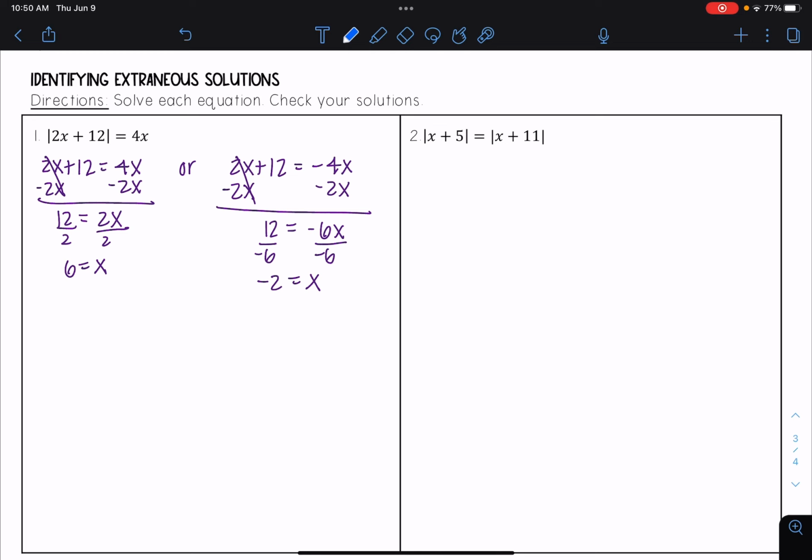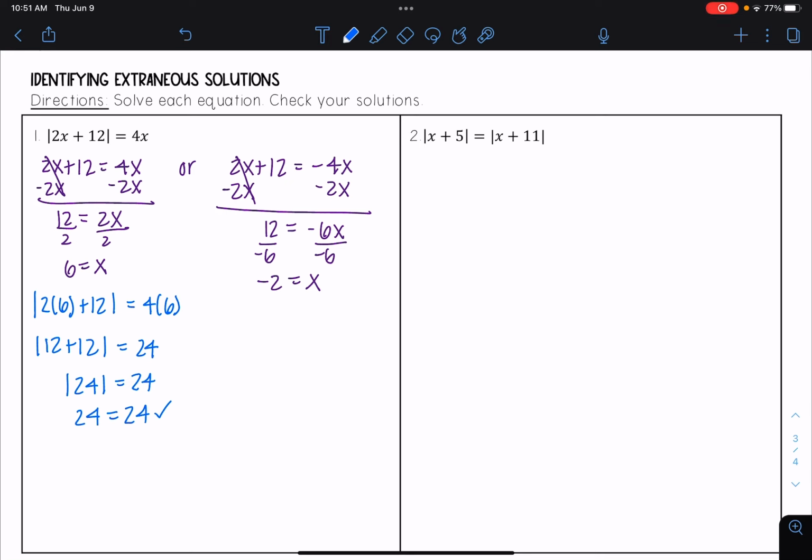And to do that, I'm going to plug both of these back into the original equation. So checking x equals 6, I'm going to plug in 6 for x. So I have the absolute value of 2 times 6 plus 12 is equal to 4 times 6. Well, 2 times 6, I get 12 plus 12. 4 times 6, I get 24. 12 plus 12, I get 24. And absolute value of 24 is 24. So here I get 24 equals 24. So that one checks out, and that one is a solution.